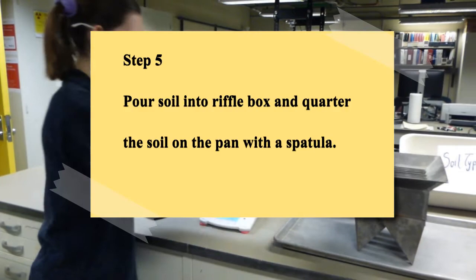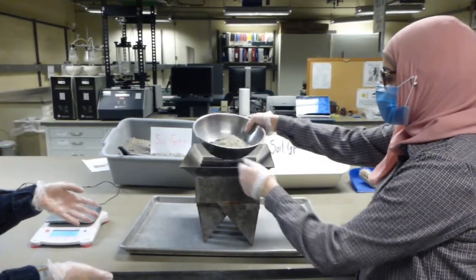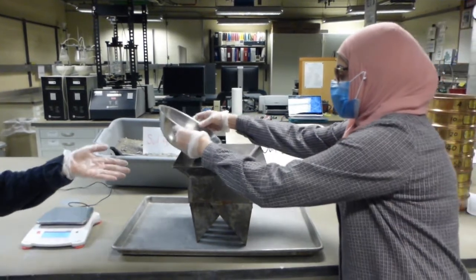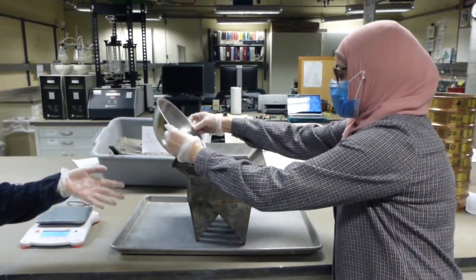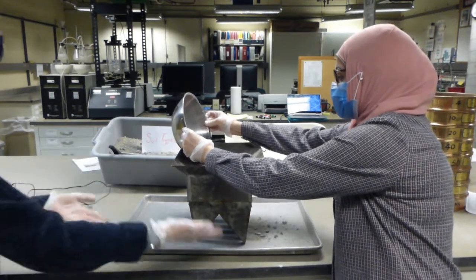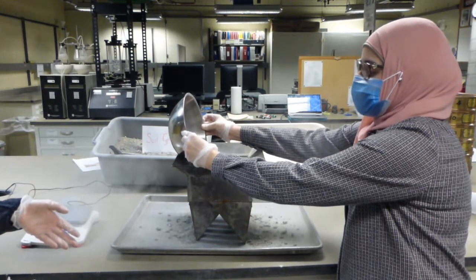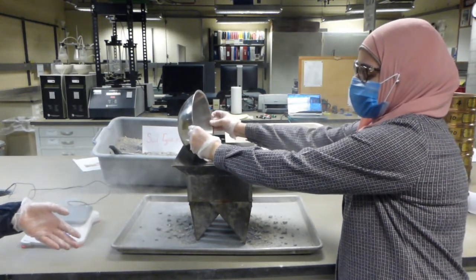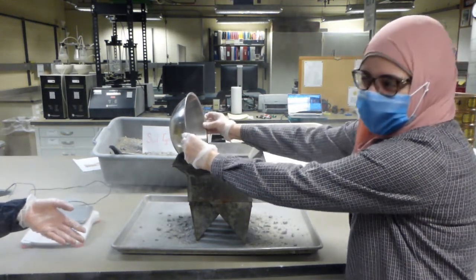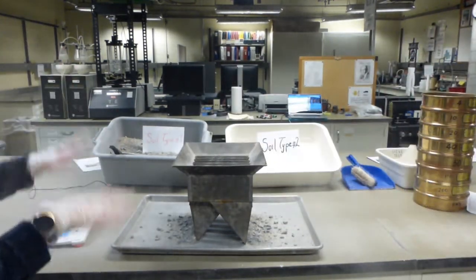Now, Heba will take this soil and evenly and slowly pour it into the riffle box. This box sends the soil to both sides to randomly sort the sample for us. We can see that as carefully as Heba is pouring, there's still a lot of dust clouding up. This is where we can lose precision throughout the lab.